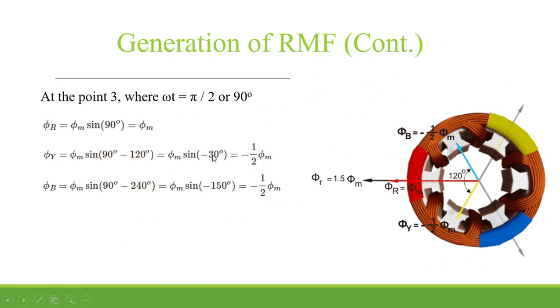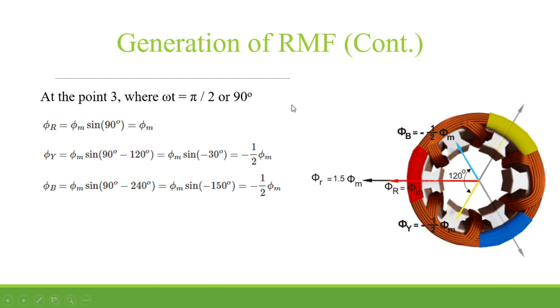Now at point 3, where omega t is equals to 90 degree. Again you will be calculating phi r, phi y and phi b. Again you can pause the video and see the calculation, and again we are getting resultant over here as 1.5 phi m. So again this has shifted over here. So it is shifting in clockwise manner having a fixed magnitude. So this is how the rotating magnetic field gets generated.